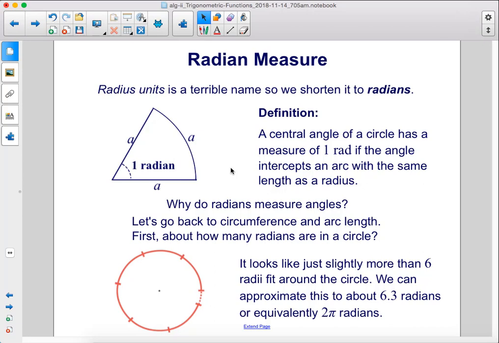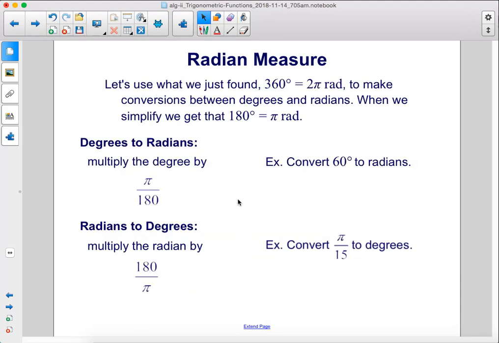Why do radians measure angles? Let's go back to circumference and arc length. First, about how many radians are in a circle? It looks like just slightly more than 6 radii fit around the circle. We can approximate this to about 6.3 radians, or equivalently 2 pi radians. Let's use what we just found, 360 degrees equals 2 pi radians, to make conversions between degrees and radians.